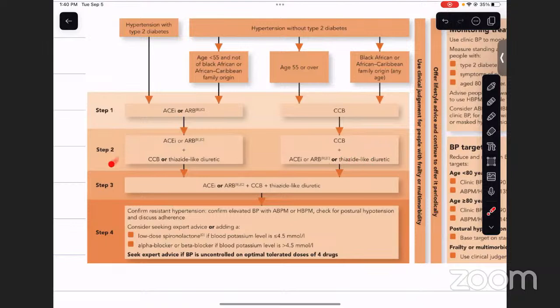So after step 2, we'll review the target blood pressure. If it is still not controlled, we'll add another drug, like ACEI or ARB plus calcium channel blockers plus thiazide-like diuretics. That is step 3. Okay.